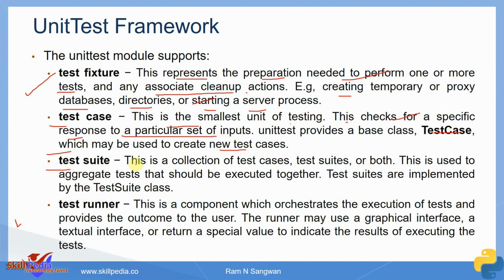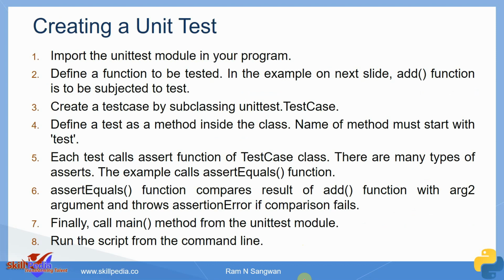Test suite. This is a collection of test cases, test suites, or both. This is used to aggregate tests that should be executed together. Test suites are implemented by the TestSuite class. Then we have the test runner. This is a component which orchestrates the execution of tests and provides the outcome to the user. The runner may use a graphical interface, a text interface, or return a special value to indicate the results of executing the tests. How do we create it? How do we use it? What is the sequence of steps?